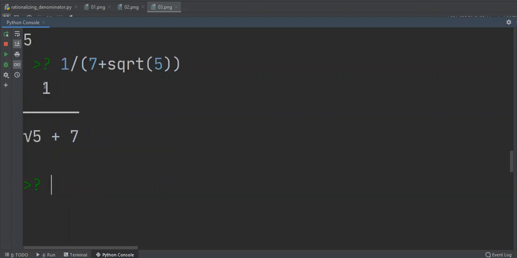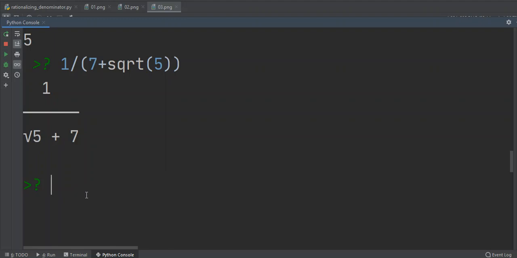No, it did not rationalize the denominator, 1 over radical 5 plus 7, okay? And we get what we gave, just 1 over radical 5 plus 7. Our teacher's going to dock us points for sure. Oh no, well, not so fast.